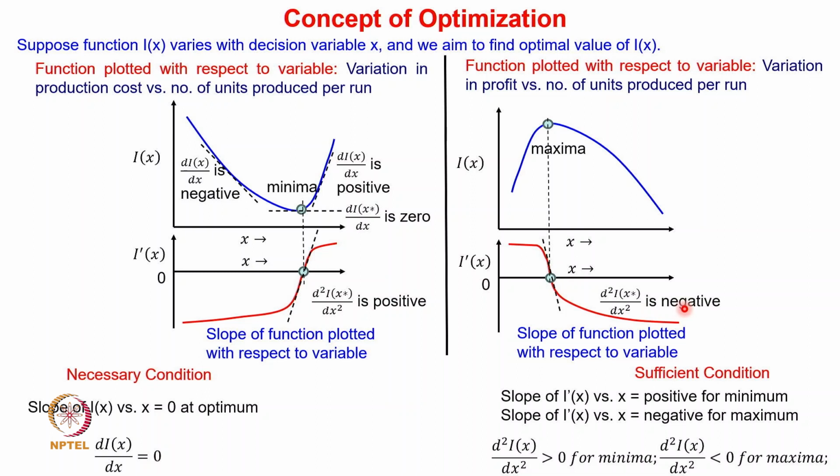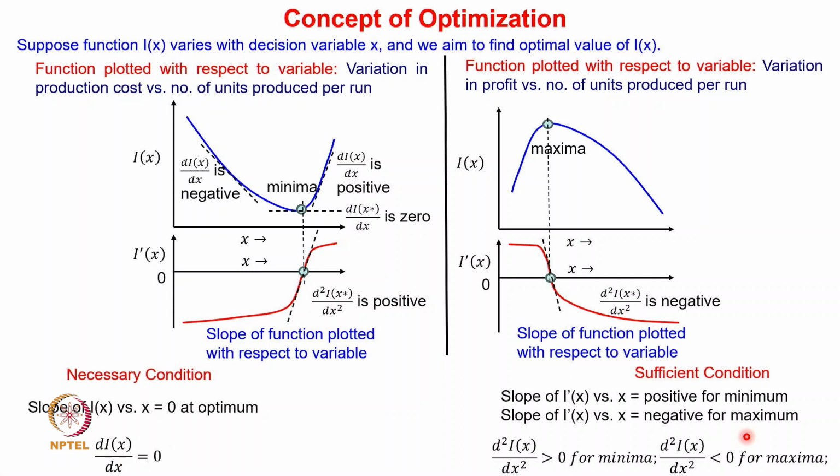So the necessary condition for optimization is that the derivative of the function should be 0 at the optimum. And what is the sufficient condition? The sufficient condition is if the second derivative is greater than 0, then the obtained optimum is minima, and if the second derivative is less than 0, then the obtained optimum is the maxima. So this is the necessary condition, and this is the sufficient condition. Again, you can see several interesting design optimization problems where we want to find out the optimum solution of the decision variables, isn't it?